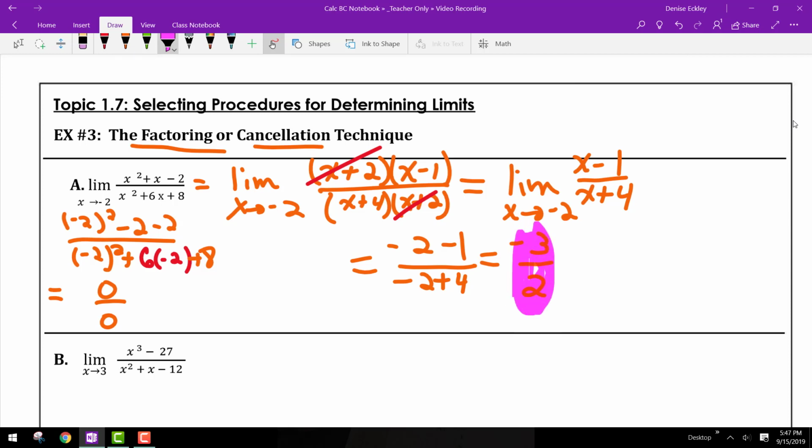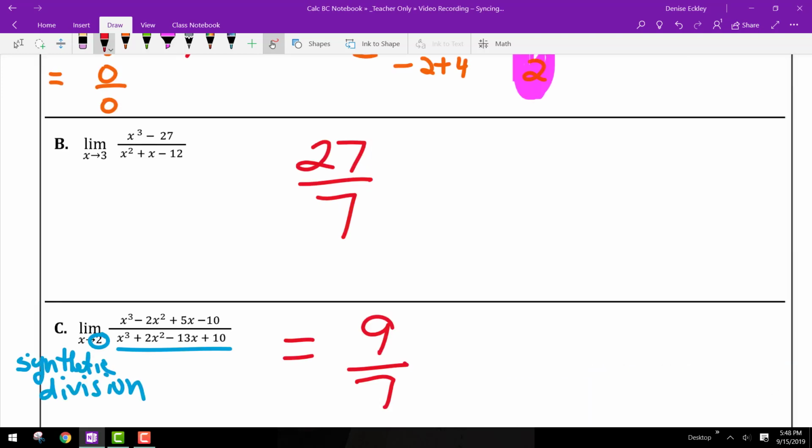Okay, again, pause the video and try to do letters B and C, and then I'll pick back up with example 4. Okay, here are the two answers for letter B and C. So we have 27 over 7 and 9 over 7.